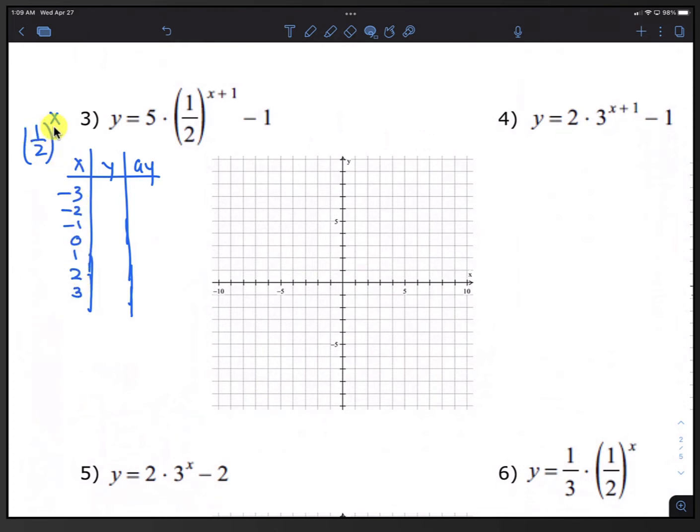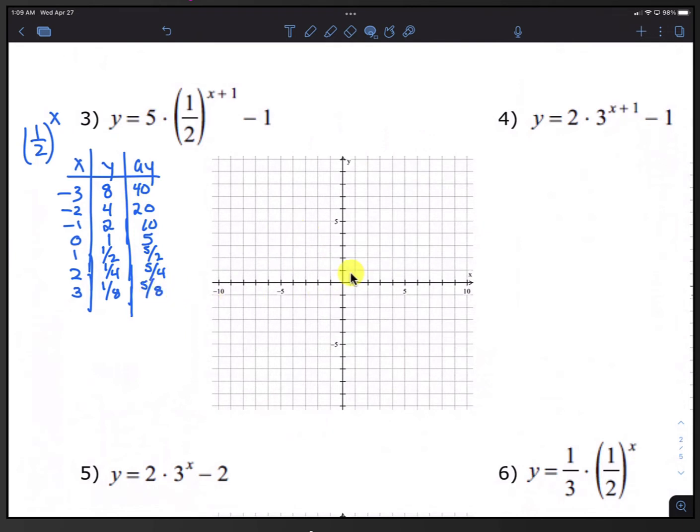1/2 to the -3 is 8. 1/2 to the -2 is 4. 1/2 to the -1 is 2. And so on. So we have these values for y. And then the a times y, the a is 5. So we're multiplying all of these y values by 5. So 8 times 5 is 40. 4 times 5 is 20, and so on. So we get these as our a times y values.